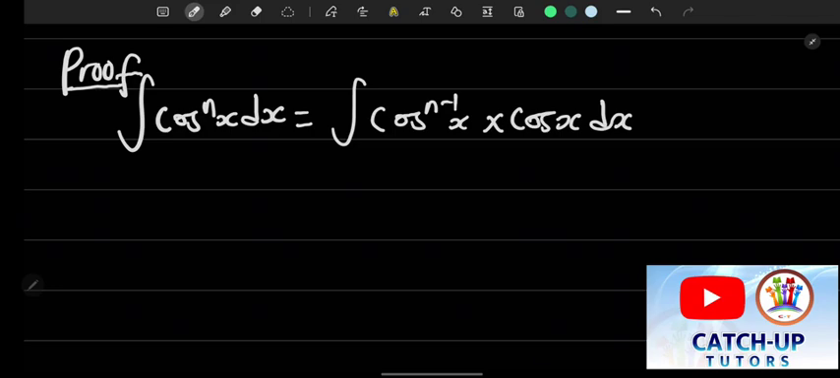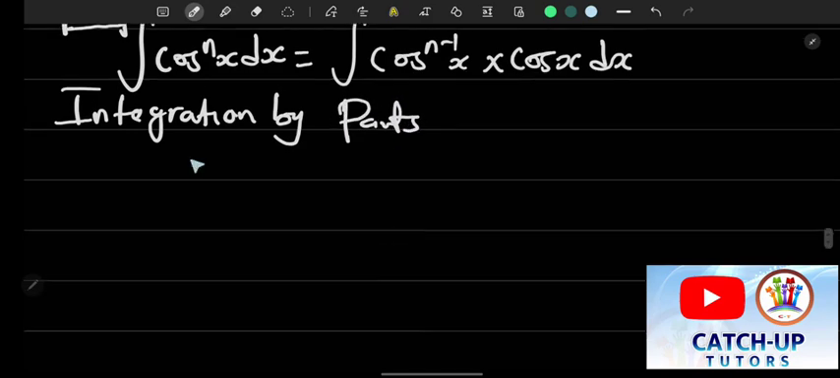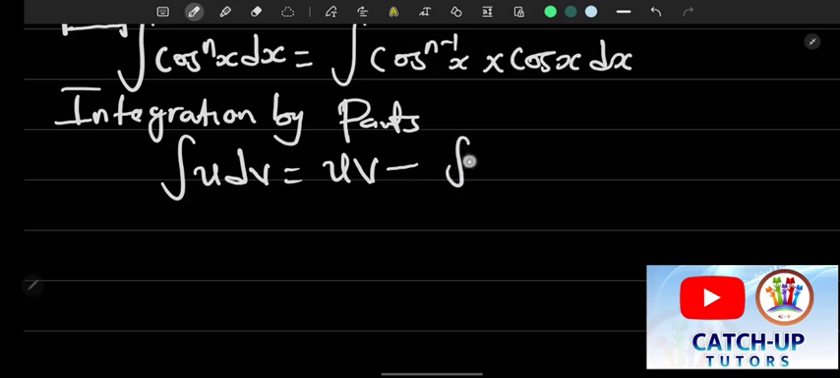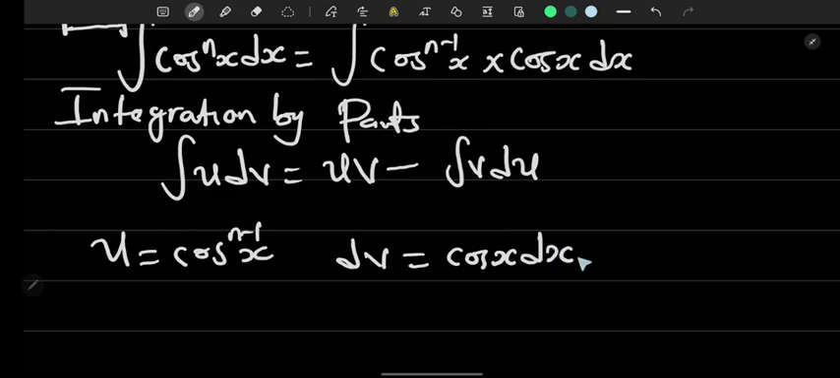Okay, so I'm going to make use of integration by parts. The formula for that is the integral of u dv equals uv minus the integral of v du. So you compare the given question with the left side of the formula. That means u must be cos^(n-1) x and dv is cos x dx. We need to differentiate u to get du, and we need to integrate dv to get v.